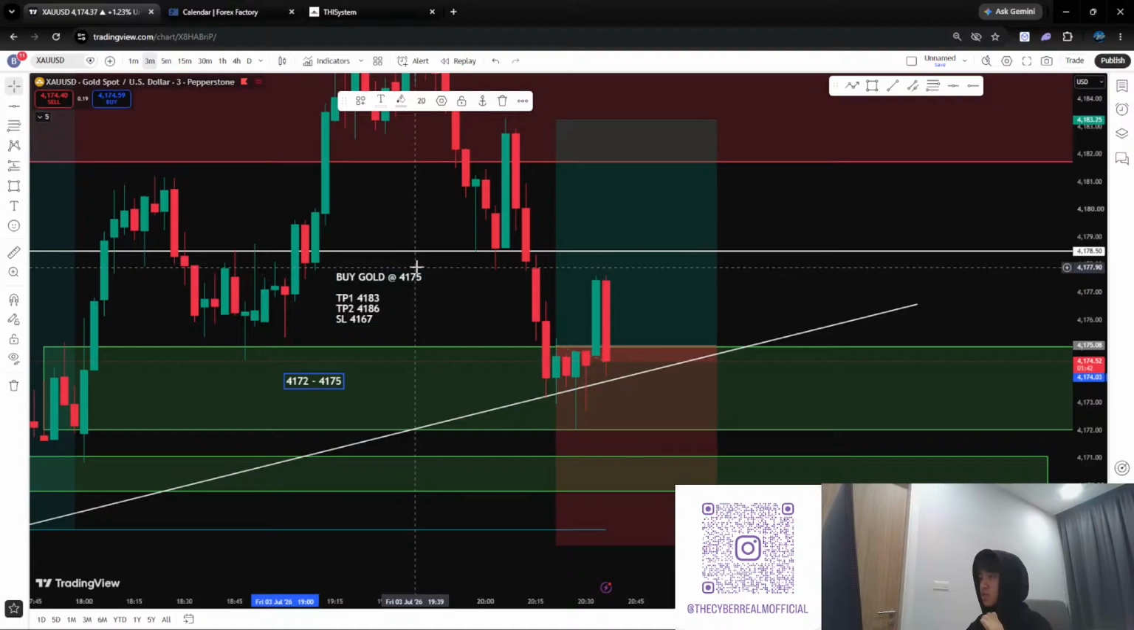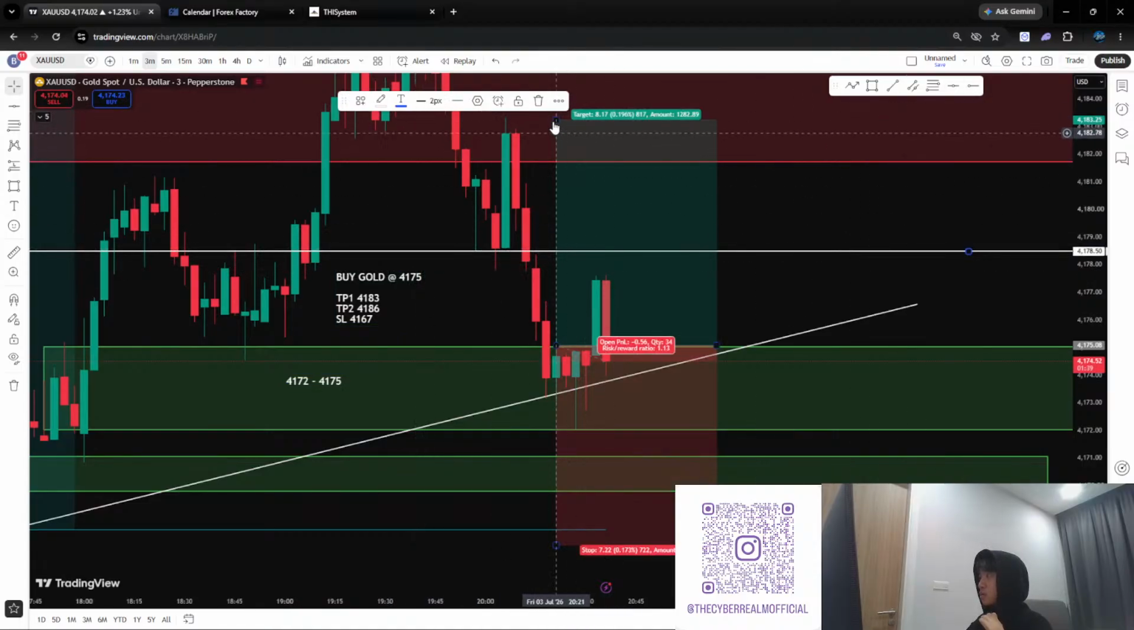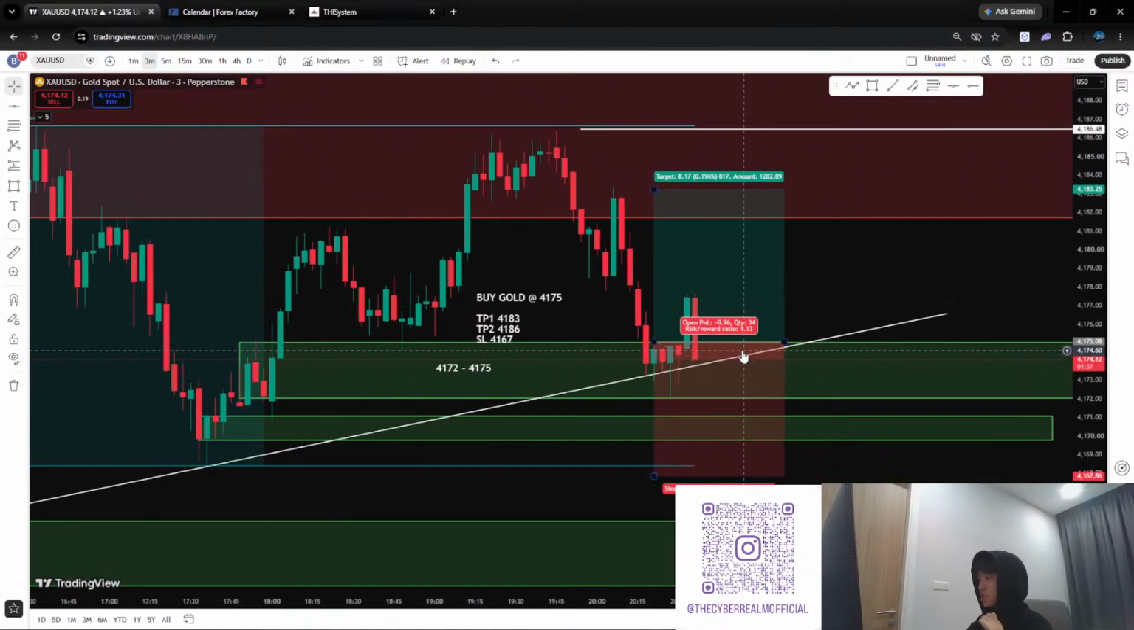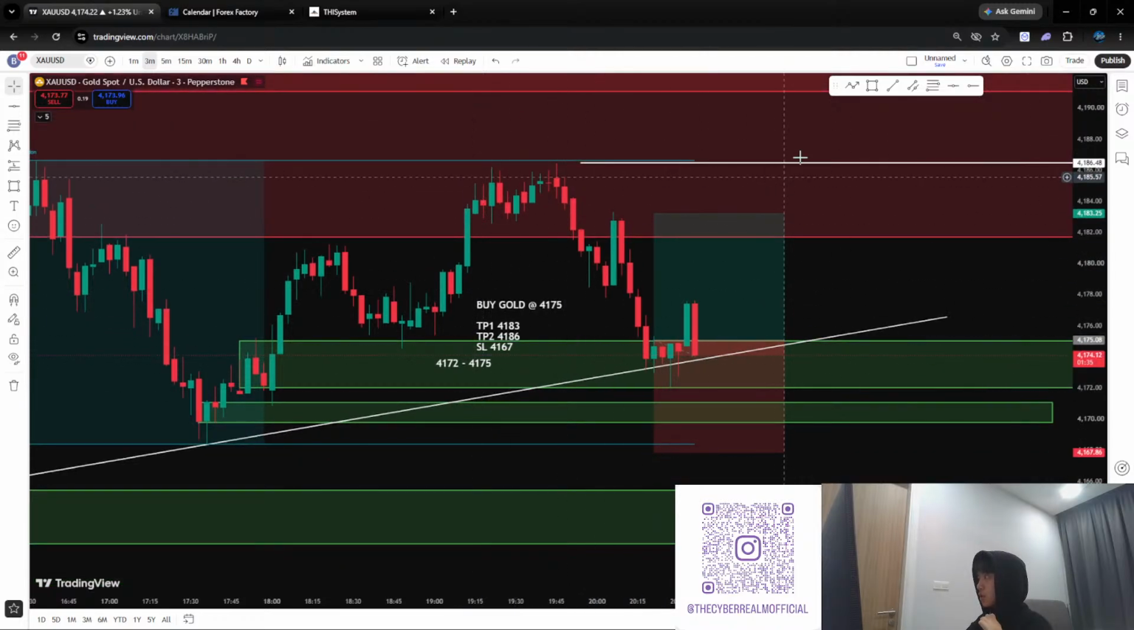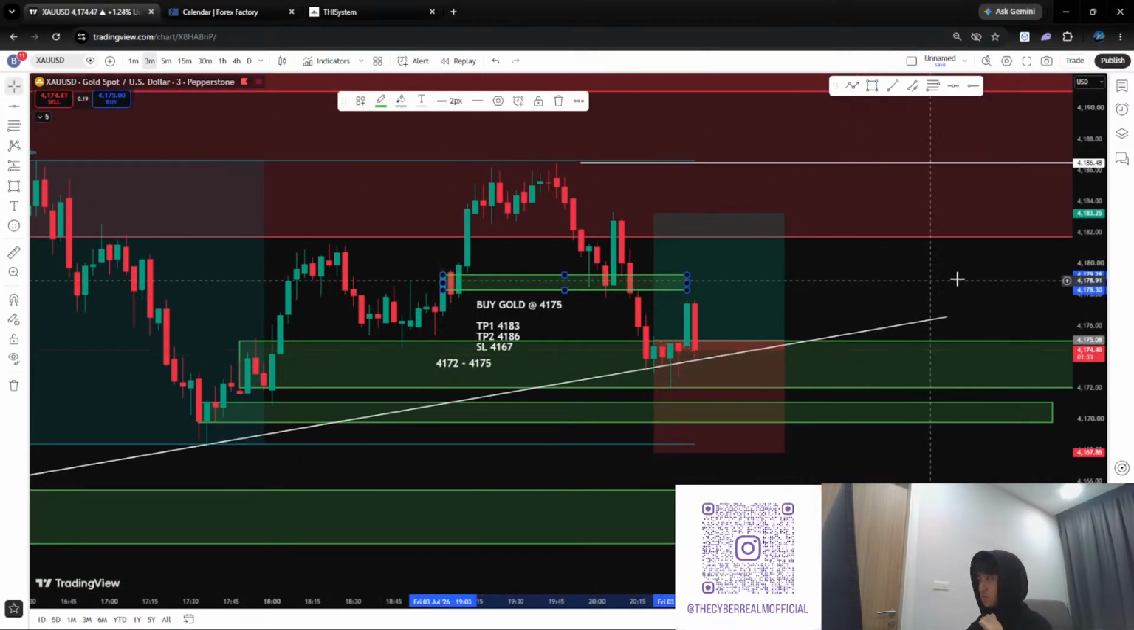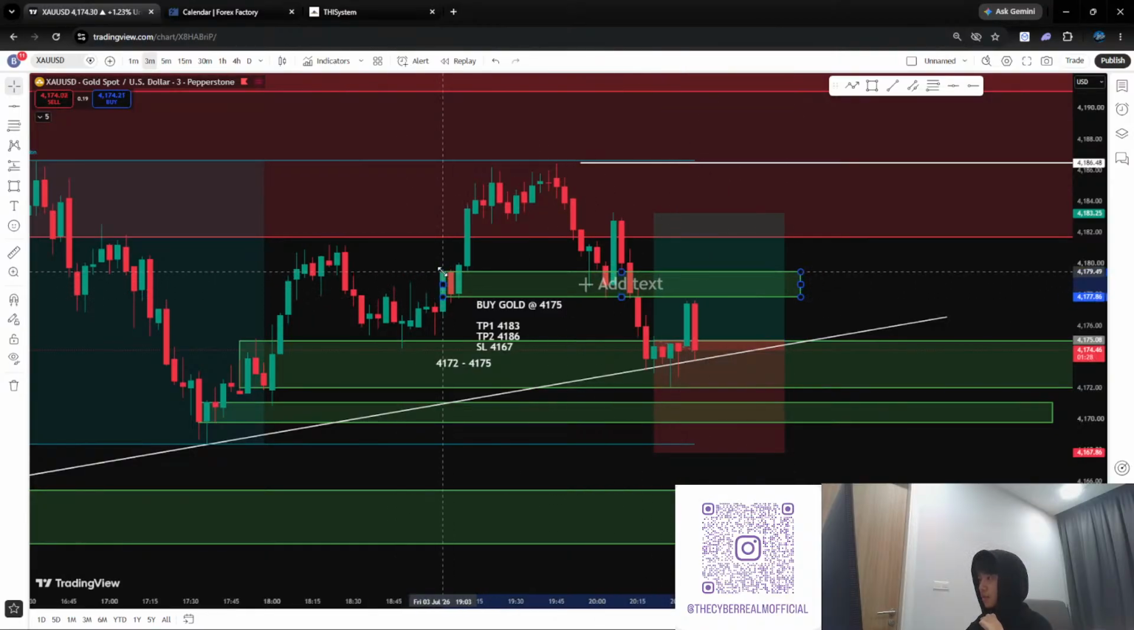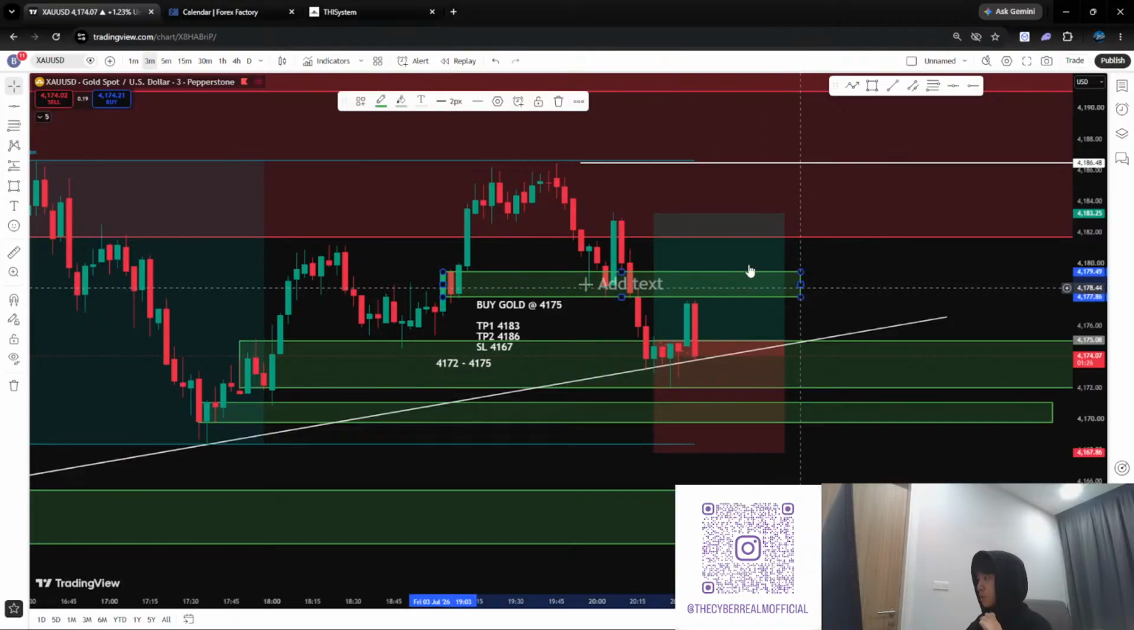Like I said, there is resistance around this area right here. So we have to see why it rejects or how it rejects right now. Resistance was around here, this area right here, this candle right here. Price is coming back down.